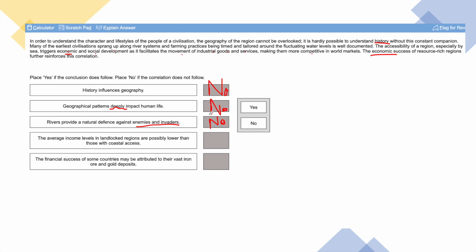So, coastal access. Now, we know that coastal access from this question means the accessibility of a region, especially by sea, triggers economic and social development. So we know that a region which is more accessible through coastal access is going to be more competitive in a world market, and that means it's going to have more economic success as it's resource rich. So this is correct actually, because landlocked regions are not going to have a lot of accessibility. So the coastal access areas are going to have higher incomes. So yes, this is correct.